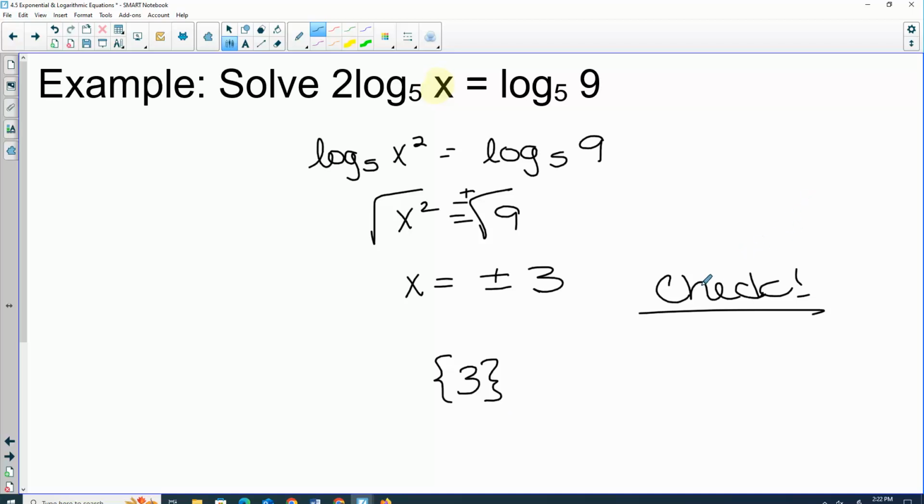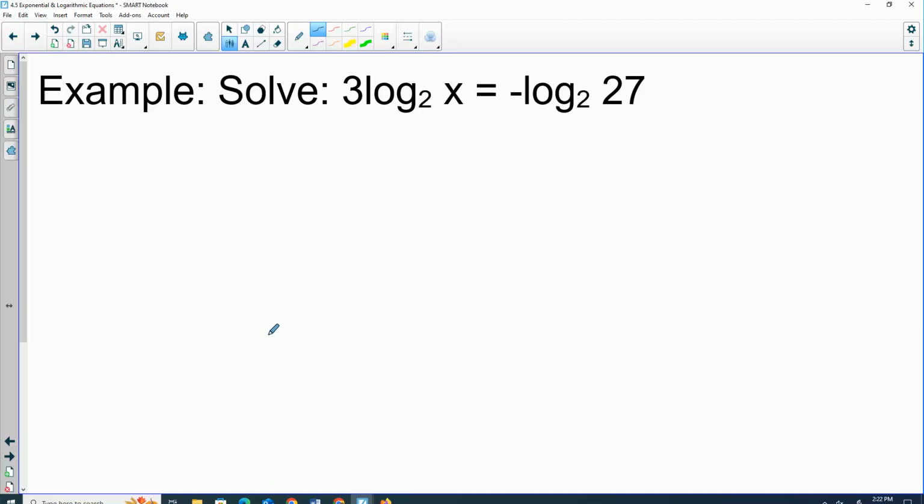All right. Look at this one. So what would we do here? All right, turn them into exponents. So we have log base 2 of x to the 3rd. What would I do with this negative? That's 27 to the negative 1 power, or that can be written as 1/27.